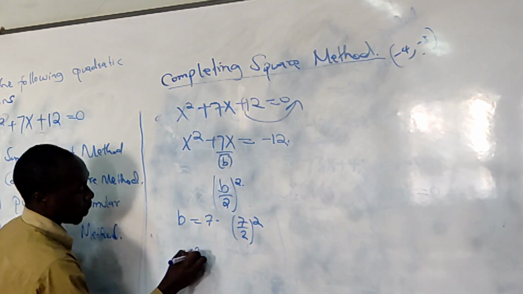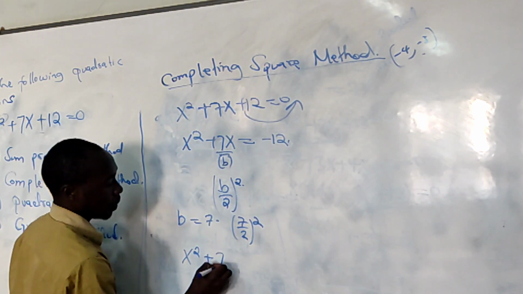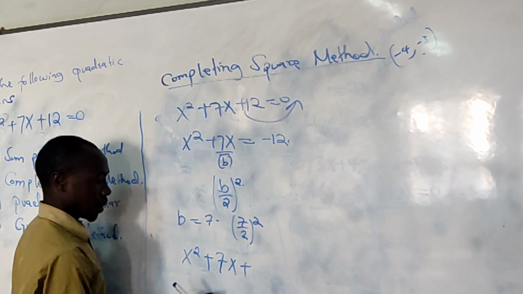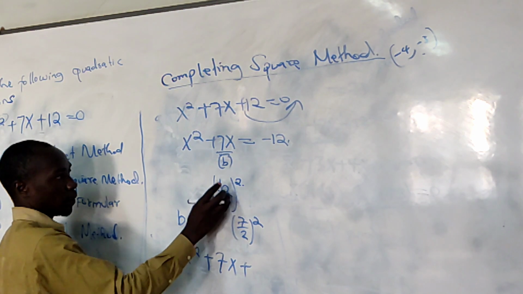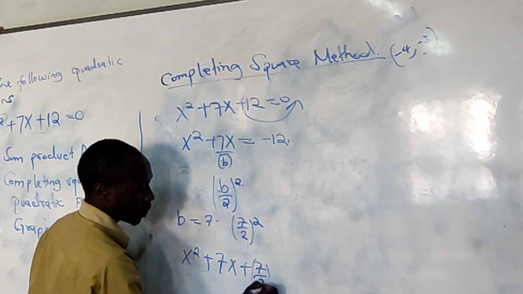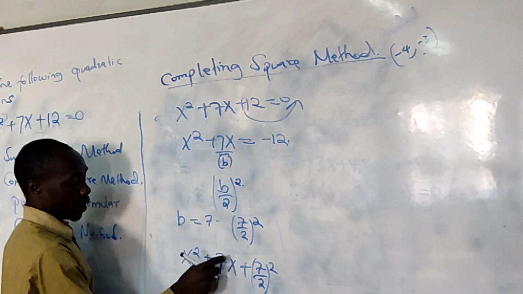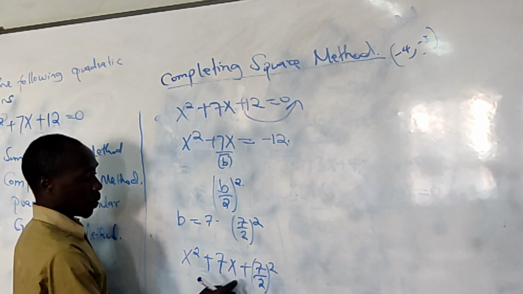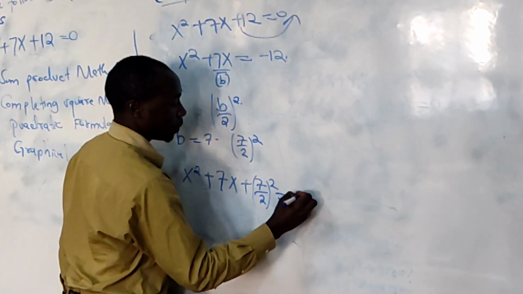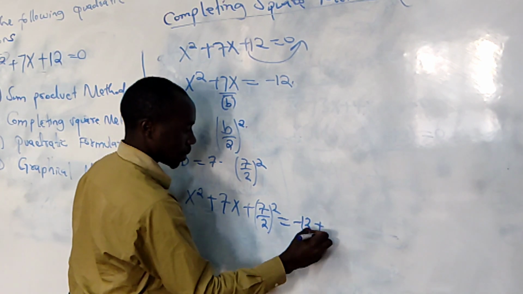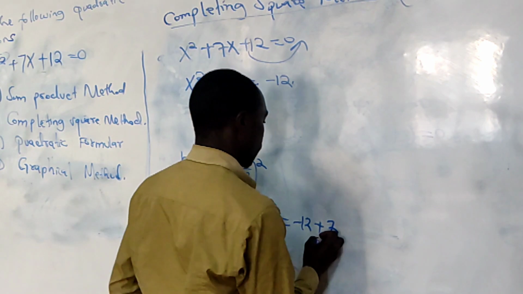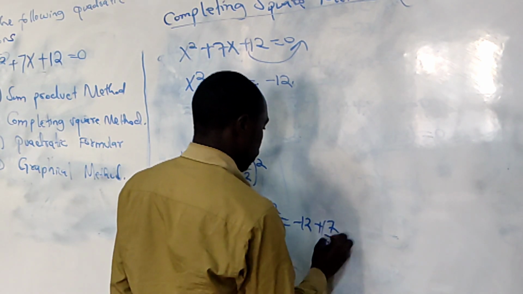You will have x squared plus 7, which is the value of b, x, plus 7 over 2 squared. Remember the value of b. So here b is 7, you divide by 2 and square. If here was 3, you would have 3 divided by 2. But since it is 7, you're going to have 7 divided by 2 squared equal to -12, and then plus 7. Remember, what you do on the left hand side, you must also do on the right hand side. Over 2, and then you square.